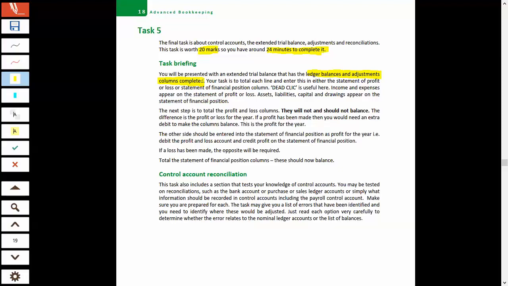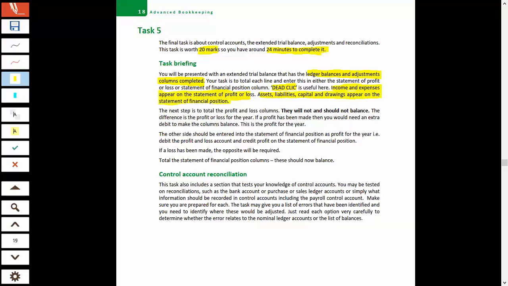So as we go through this, we're going to revisit the ever-present anagram DEAD CLIC just to see how we can identify what's going where. And as we can see here, we're basically going to identify income and expenses appear on the P&L, and then any other items such as assets, liabilities, capital, drawings, they're going to appear on the statement of financial position.